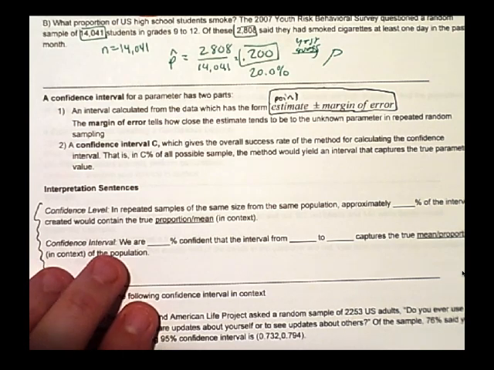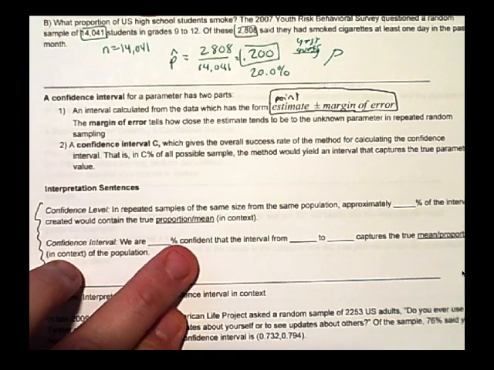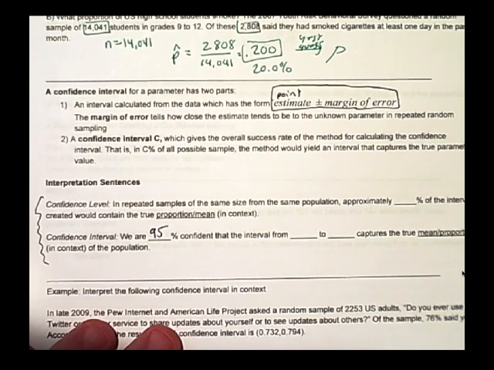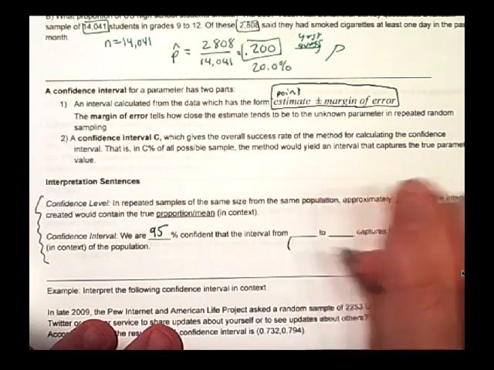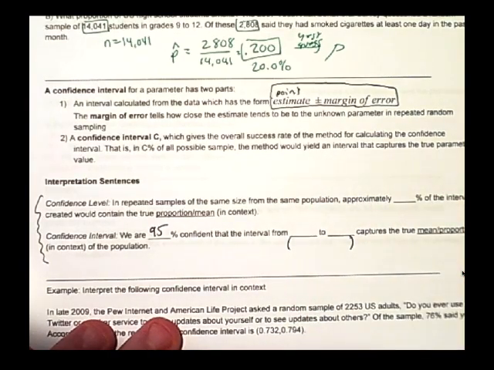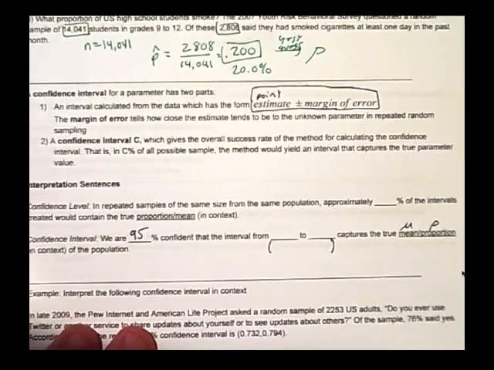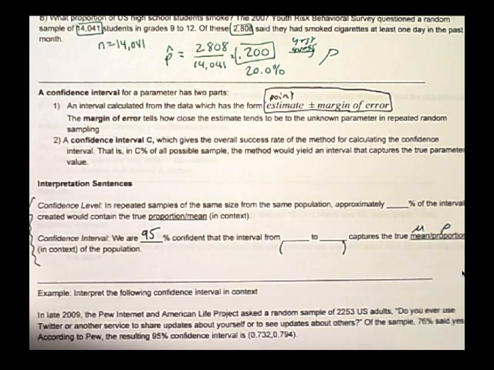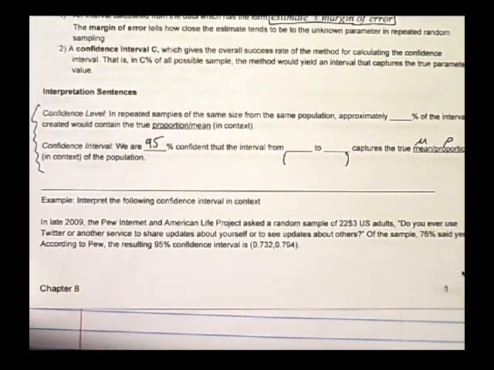And for the confidence interval itself, here's something to remember: we are blank percent confident. For example, if I use a 95% confidence interval, we would say that we are 95% confident that the interval from the lower limit to the upper limit captures the true mu or rho in the context of the population. This will make more sense as we do some of these problems. All right, so this first example here for a confidence interval.